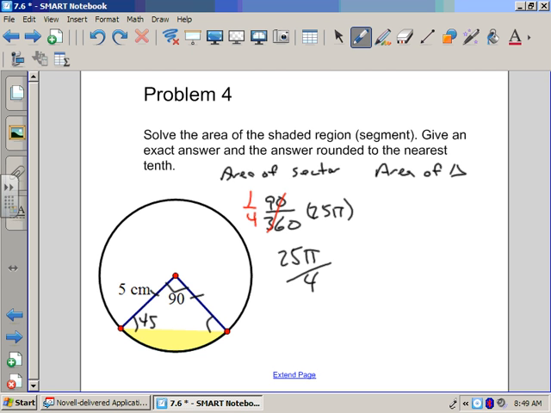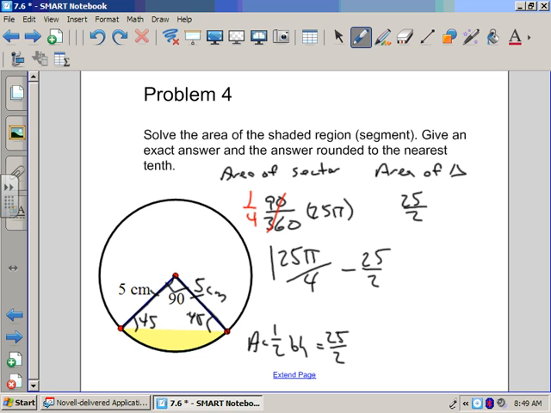Well, if it's 45 degrees and this is 45 degrees, if this is 5 centimeters, this is 5 centimeters, my base is 5 centimeters, and my height is 5 centimeters, the area of the triangle is going to be 1/2 the base times the height, which is half of 25, which is 25 over 2. So the area of the triangle is 25 over 2. And so I'm going to subtract the area of the triangle from the area of the sector. I'm going to get 25 pi over 4 minus 25 over 2.